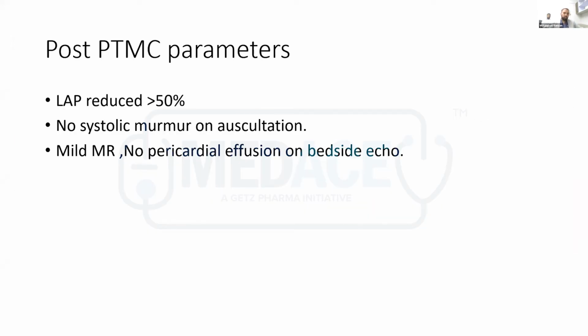Well, we took the post-PTMC parameters on the table, and the left atrial pressure was reduced by more than 50%. On auscultation, there was no systolic murmur, and when we did the bedside table echo of this patient, there was no pericardial effusion and only mild MR. So our procedure was successfully completed.